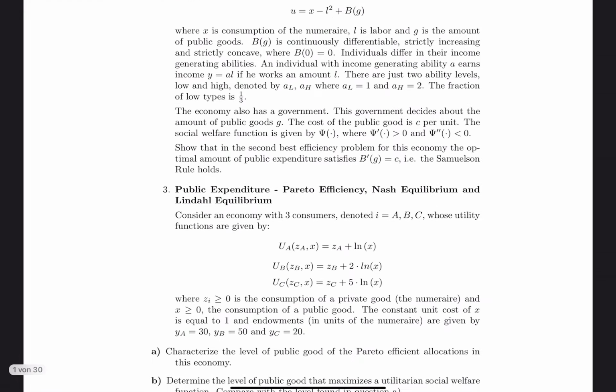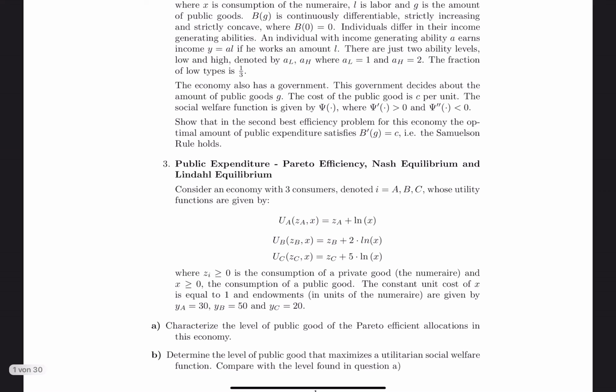So let's go briefly through the exercise description. We will have three consumers, denoted by A, B, and C, and they have those quasi-linear utility functions that you can see here. ZA, ZB, and ZC denote the consumption of the private good for the respective consumer. And the second part is the utility of the public good that each consumer is deriving. Yes, so this is everything with respect to the utility function. Then the cost of producing the public good is equal to 1. So that's the marginal cost.